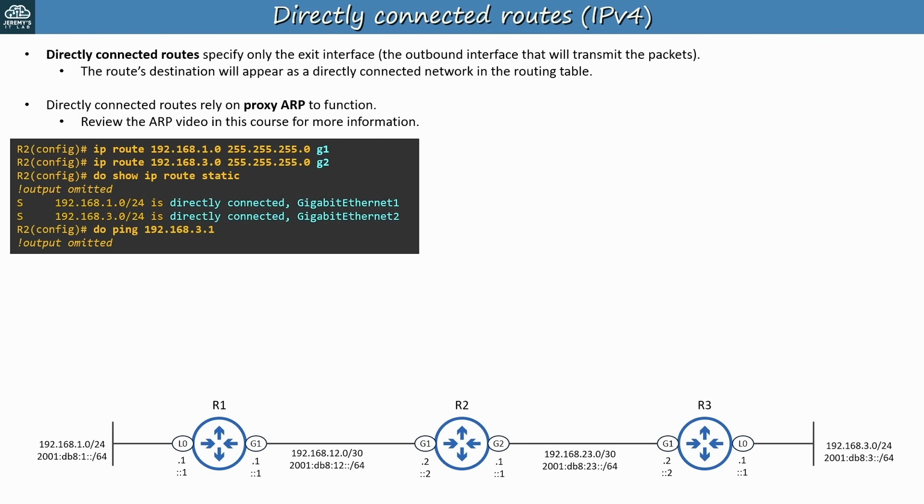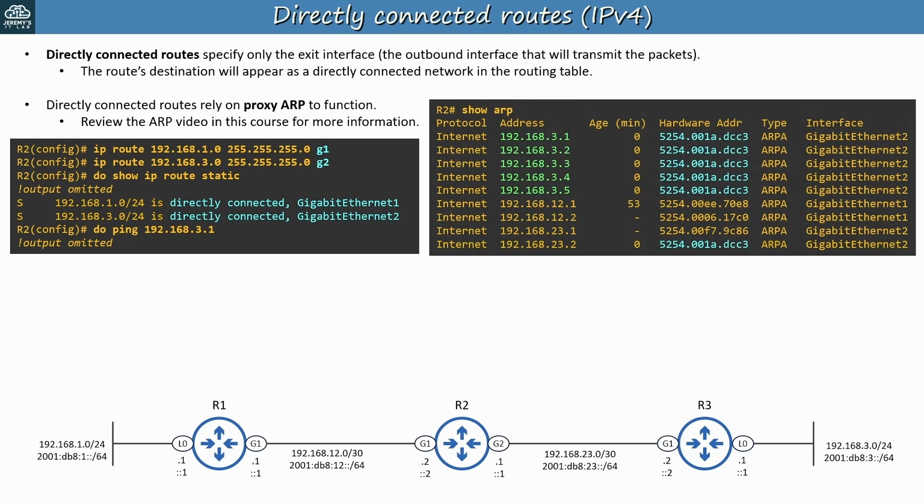To test, I pinged 192.168.3.1, which is the IP address of R3's loopback 0 interface. I also pinged a few other IP addresses in the subnet, which I'm not showing here. And here is R2's ARP table after those pings.